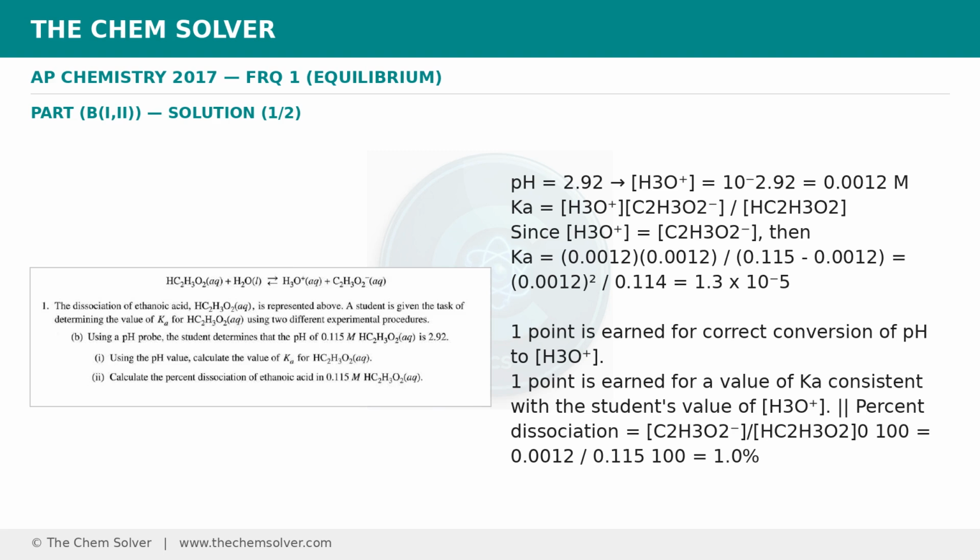1 point is earned for correct conversion of pH to H3O+. 1 point is earned for a value of Ka consistent with the student's value of H3O+. Percent dissociation equals [C₂H₃O₂⁻] / [HC₂H₃O₂] times 100, which is equal to 0.0012 / 0.115 times 100 equals 1%. 1 point is earned for the correct percent dissociation.